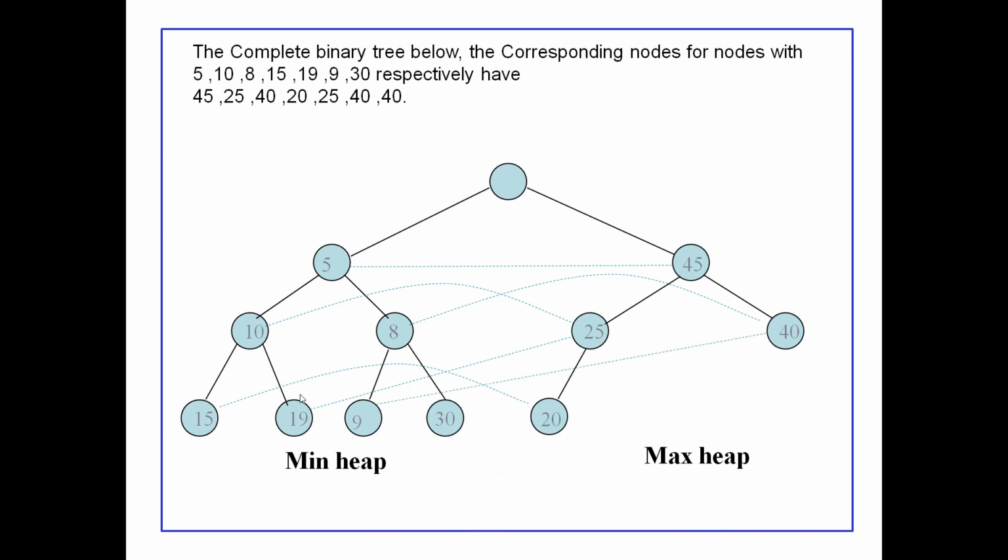Then next 9. The corresponding element for 9 also does not exist. So the parent node for 9 is 8 and the corresponding element for 8 is 40. So the corresponding element for 9 is also 40. In the same way for 30 also it is 40.